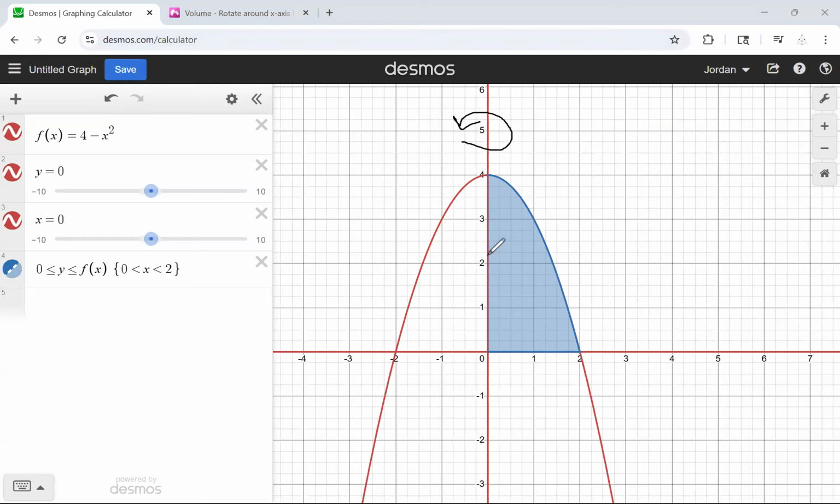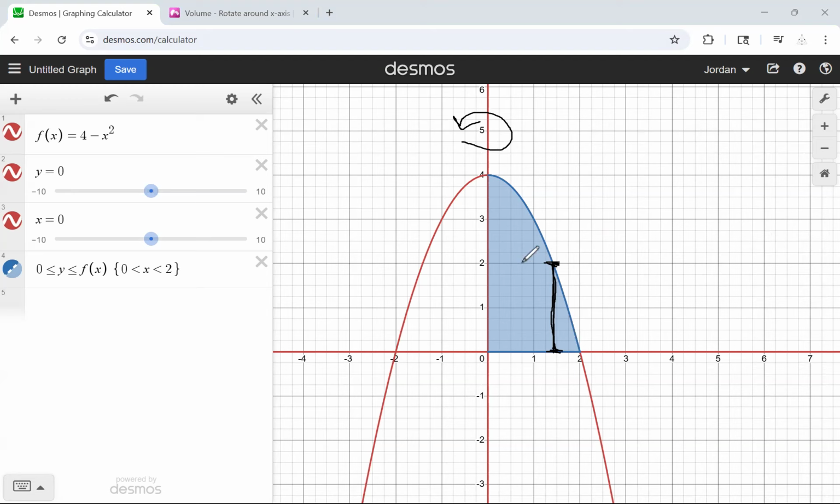If we did that with the disk method, our rectangles would go perpendicular to the y-axis. With the shell method, our rectangles are going to go parallel to the y-axis. So the rectangles that I'm going to be using are going to start at the curve and go down to the line y equals 0.